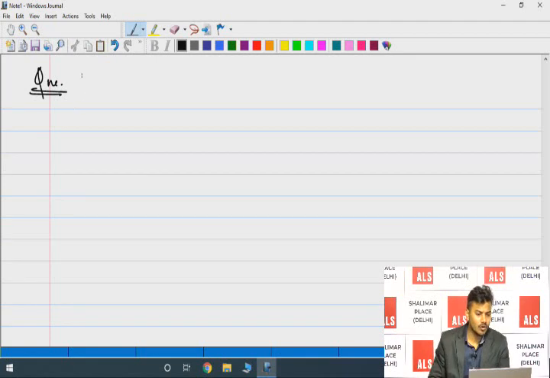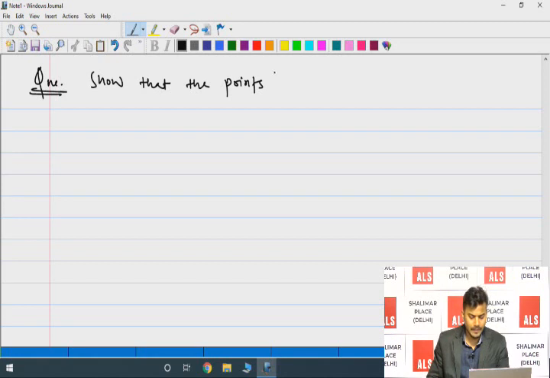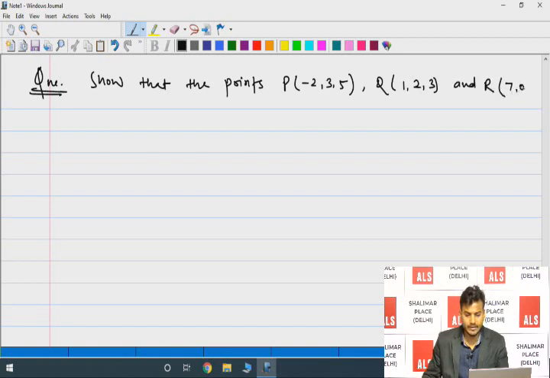So, the next question is, show that the points P minus 2, 3, 5, Q 1, 2, 3 and R, which is 7, 0, minus 1 are collinear. So these 3 points P, Q, R are collinear.